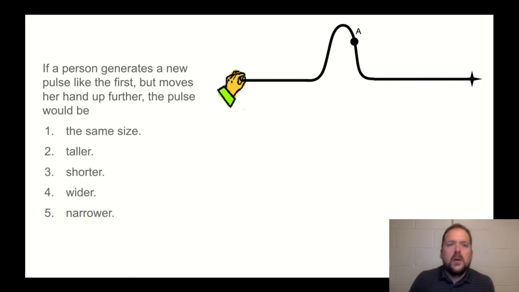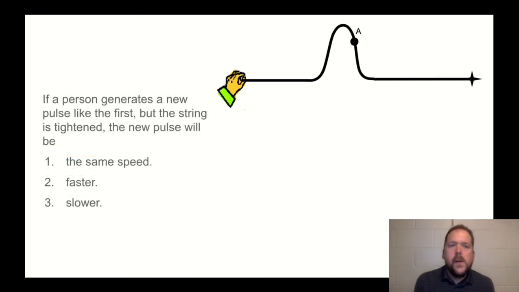How about this one? If you generate a new pulse like the first, but you move your hand up further, what's going to happen to the pulse? Will it be the same size, taller, shorter, wider, or narrower? This pulse is going to be taller. The height at which you move your hand above equilibrium establishes the amplitude of the pulse. So if you go up further, you get a taller pulse as a result.